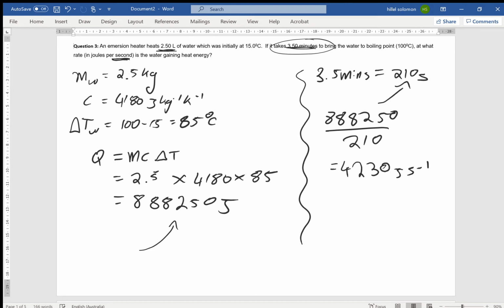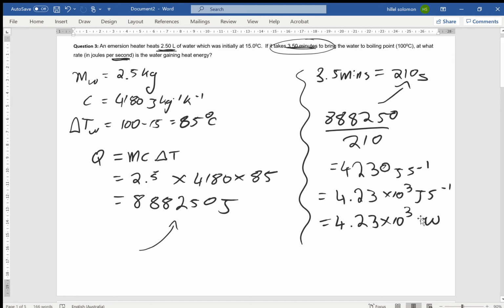Joules per second. I need to put that into 3 significant figures with scientific notation, so I'm going to call that 4.23 times 10 to the 3 joules per second. And we went through this in class briefly, we can also call that joules per second. We have a term for that. It's called watts. So that's my final answer.